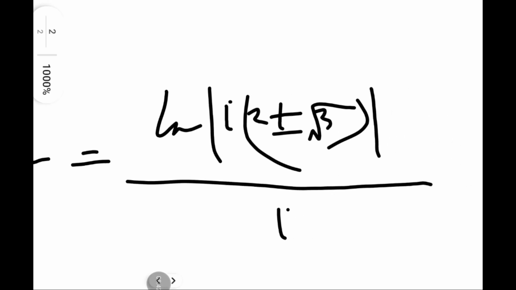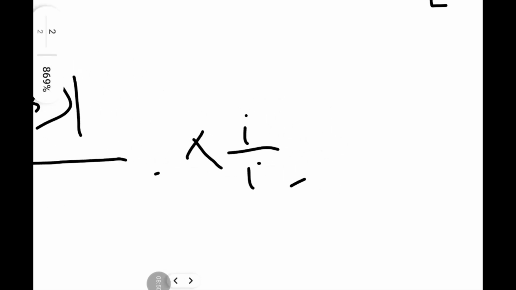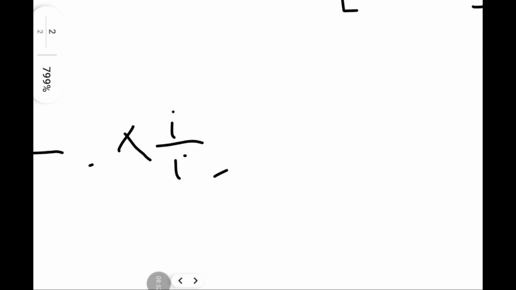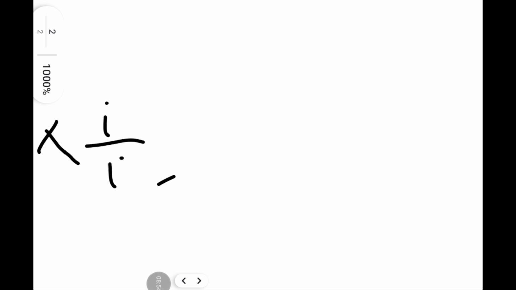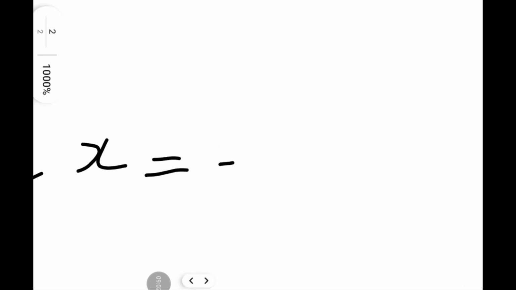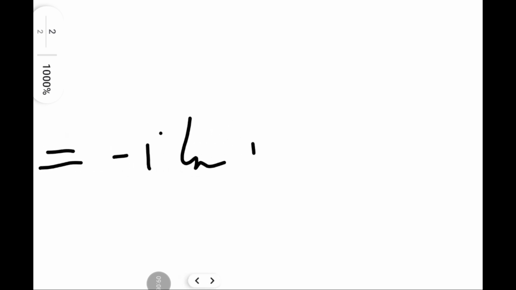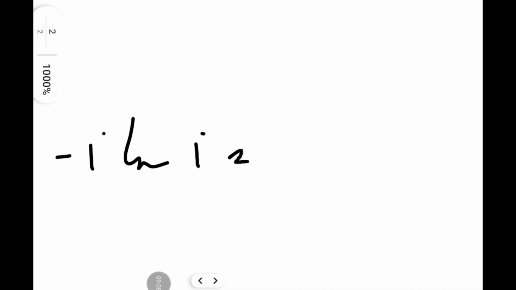Now remember, we can times by i over i, as i over i cancels to 1. So you can times by that, and we know for the bottom, i times i is equal to negative 1, and then we're going to have i on the top as well. So we're going to end up with the final form of x equals minus i times the natural logarithm of i, and then 2 plus or minus root 3.